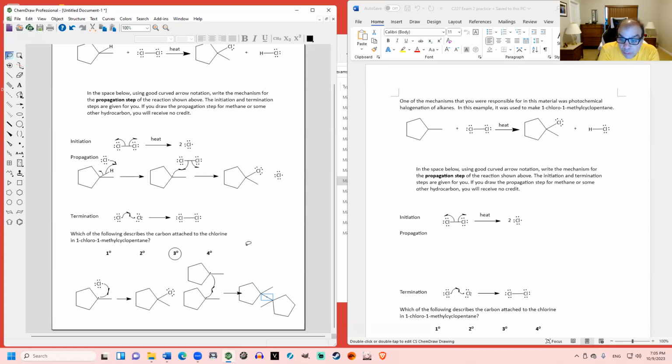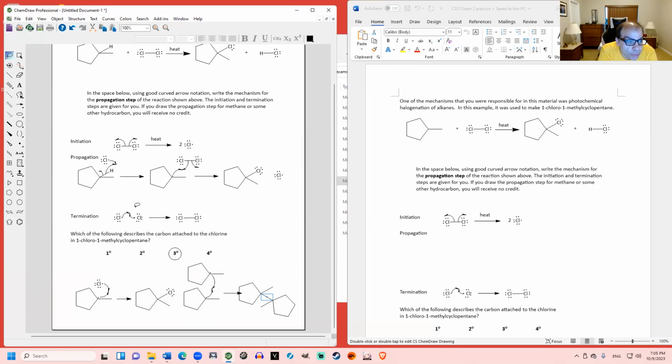The question might also have said, draw all 3 termination steps, in which case you'd have drawn this one, and this one, and this one. Don't memorize this. This is just an example, but that's how you approach it.